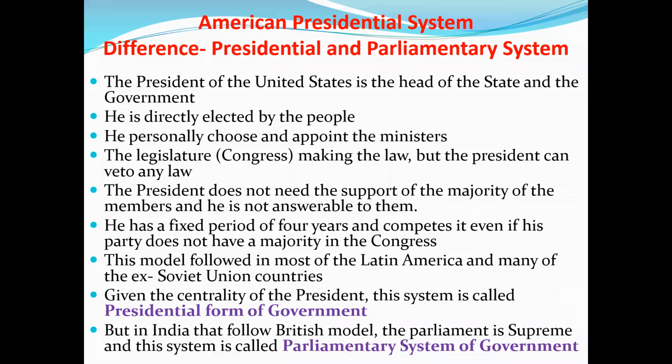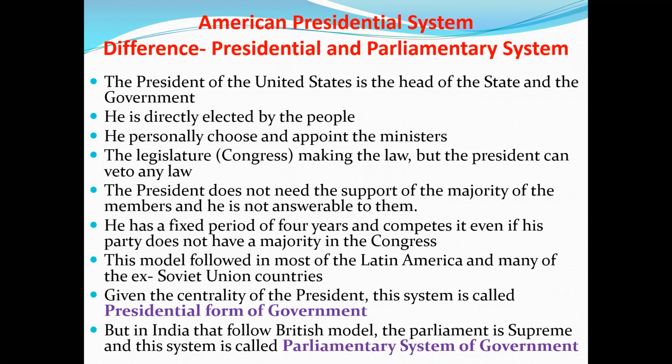He has a fixed period of 4 years, even if his party does not have the majority in Congress. In America, the president is elected for 4 years and completes his term. This model is followed by most of Latin America and many of the ex-Soviet Union countries, especially the Russian countries also. Given the centralization of power in the president, this system is called the presidential form of government. So in America, this system is called a presidential form of government.